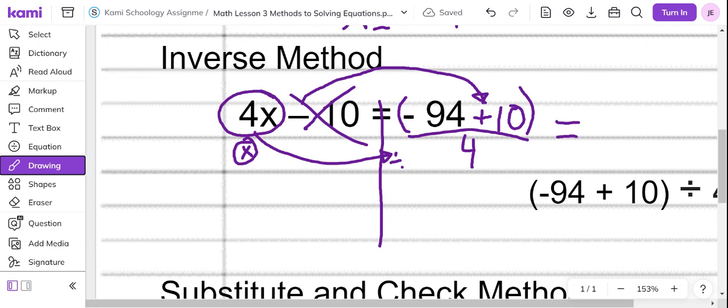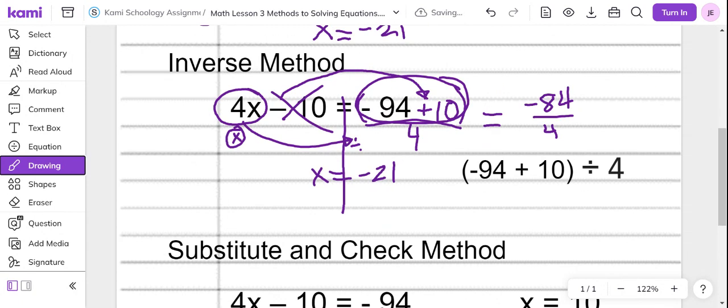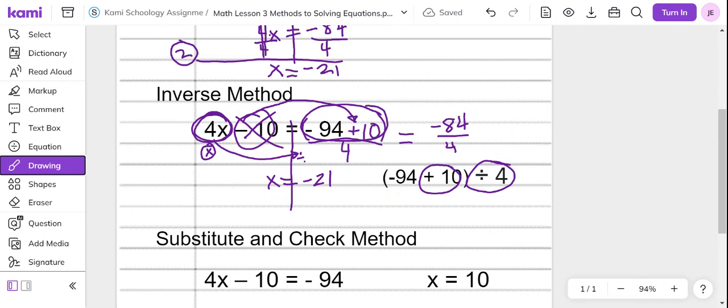So now we just do the inverses on the other side of the equal sign, and that will solve for x. So first we have negative 94 plus 10, which is negative 84, and then divide by 4, negative 84 divided by 4, so x equals negative 21. So instead of subtracting 10, we add 10, and instead of multiplying by 4, we divide by 4. So in essence, it's a little bit of a shortcut, but you identify what the variable term is, and x is equal to negative 21.